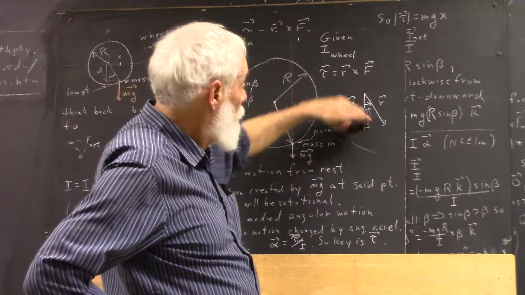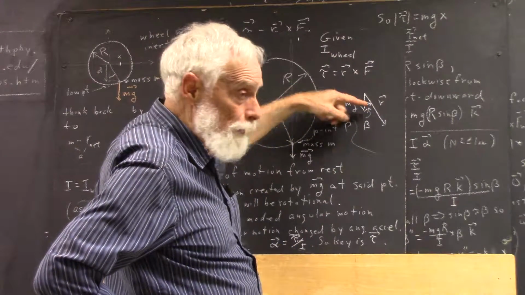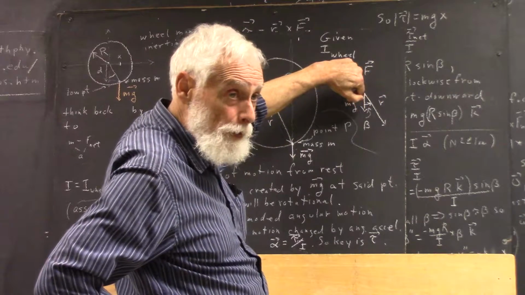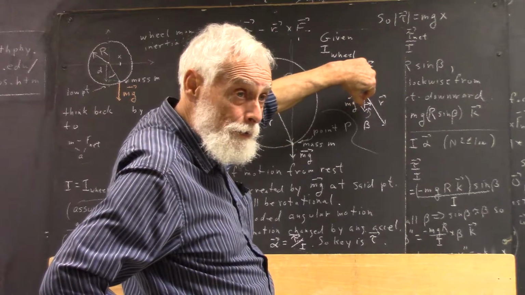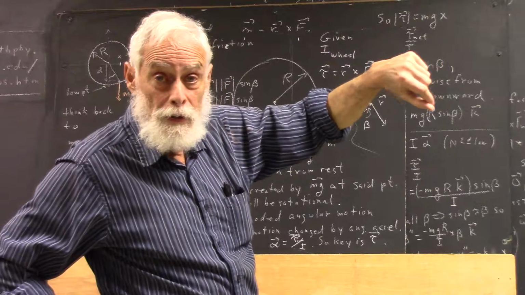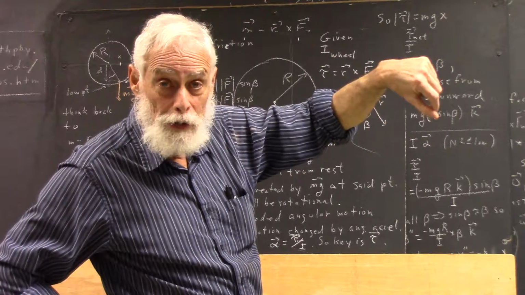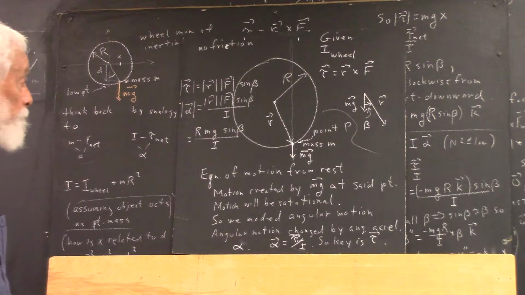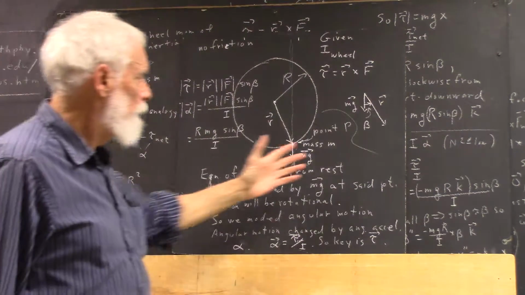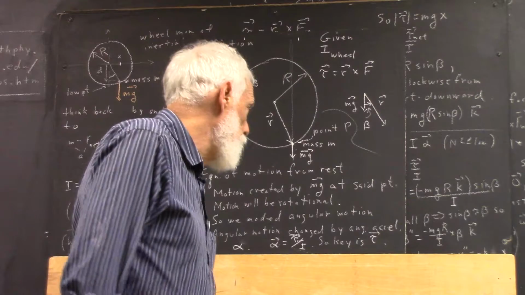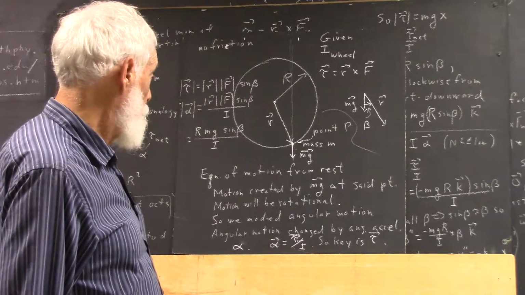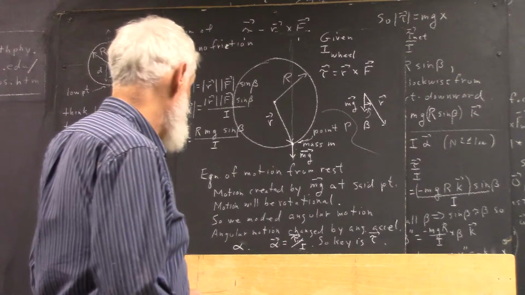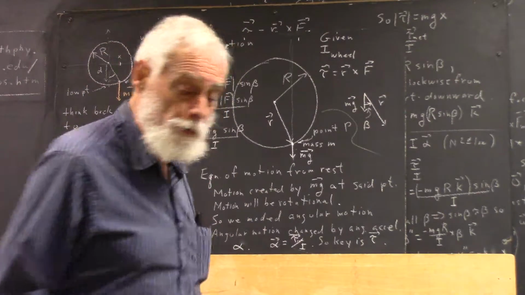In that case, beta, as measured in the counterclockwise direction, will all of a sudden become clockwise, meaning it'll become negative. And that will change the sign of the sine function to negative. And when we put all that together, we're going to find that we have the conditions of simple harmonic motion, in the simple harmonic angular motion. So we're going to continue to develop this.